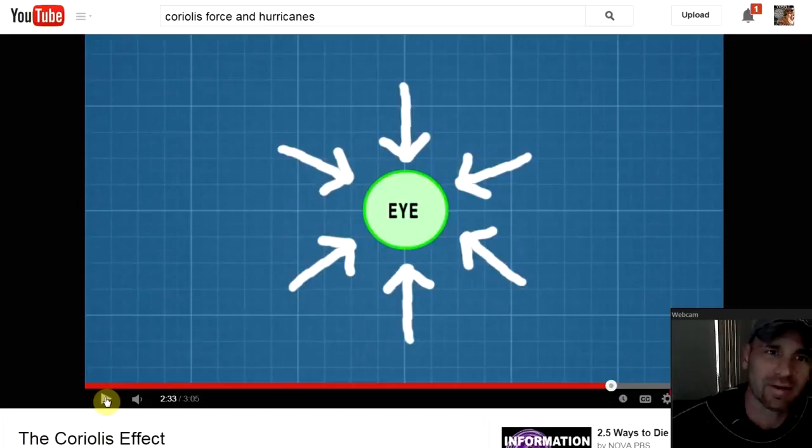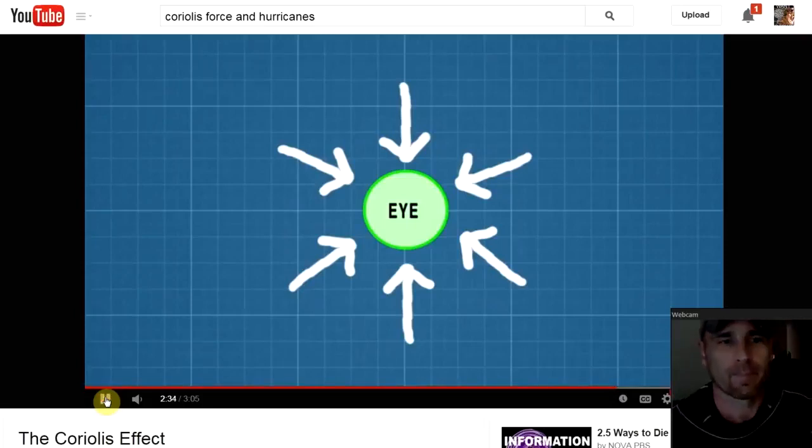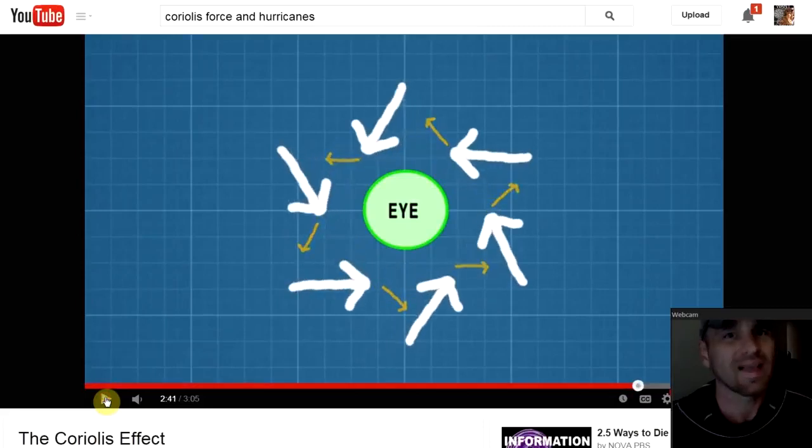In the northern hemisphere, the volumes of air on all sides of the eye keep getting tugged slightly to the right.